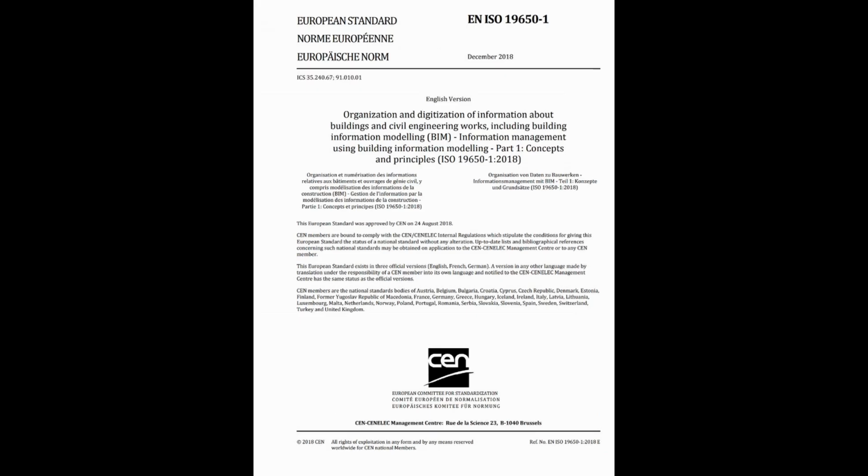ISO 19650 Part 1, Concepts and Principles. The first part establishes the foundation of the standard, defining principles for collaboration and information management throughout the entire life cycle of an asset, from design through construction to operation. It outlines best practices for managing, creating, distributing, and assuring the quality of construction information.